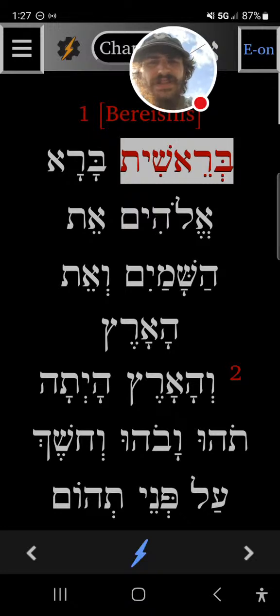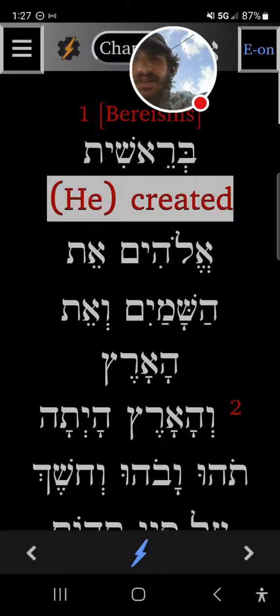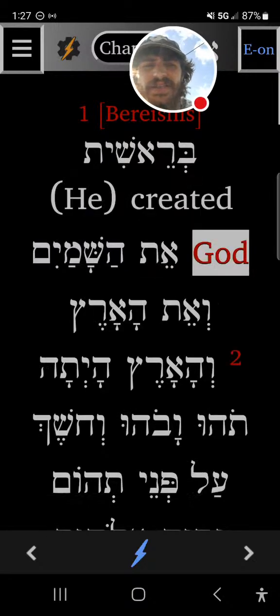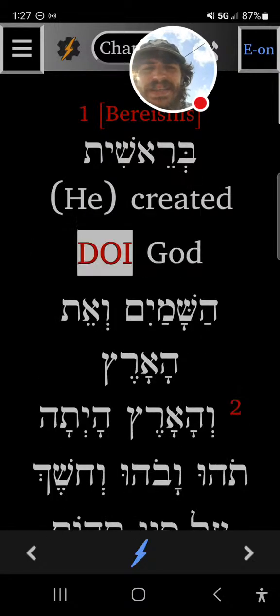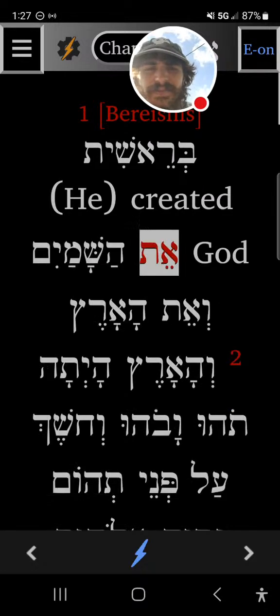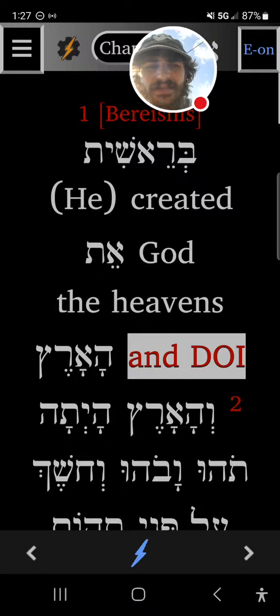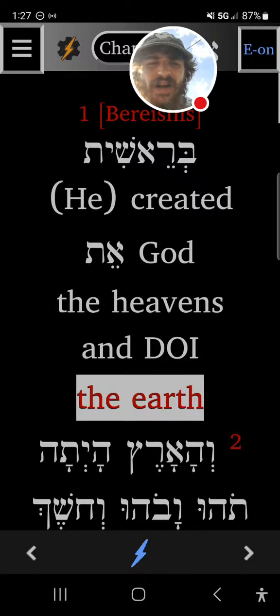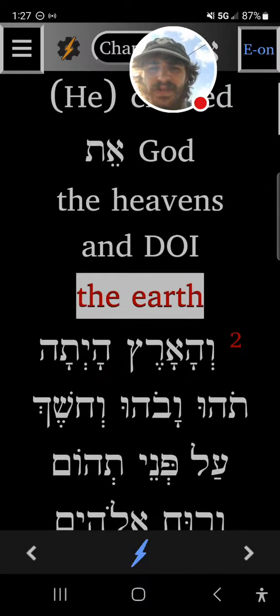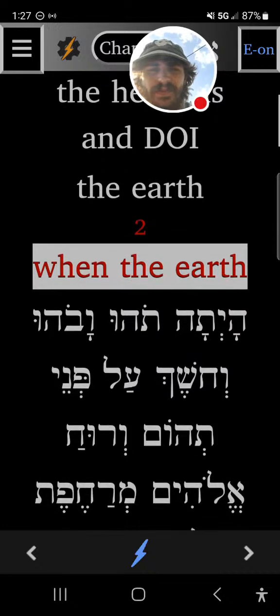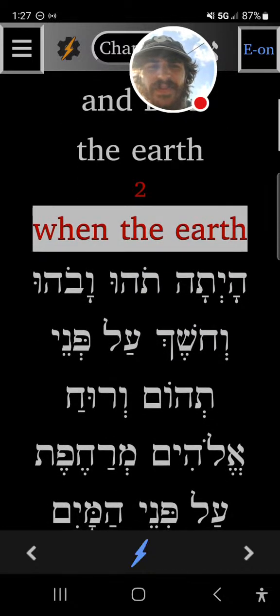So verse 1 reads, Bereshis bara Elohim. In the beginning, he created, but "he" is in parentheses, because it's implied. Elohim means God. Es is an object identifier. So it's Hashamayim, the heavens. Ve'es, and you have the object identifier, Haaretz, and the earth. Ve'haaretz, next verse, right? Here as when the earth.